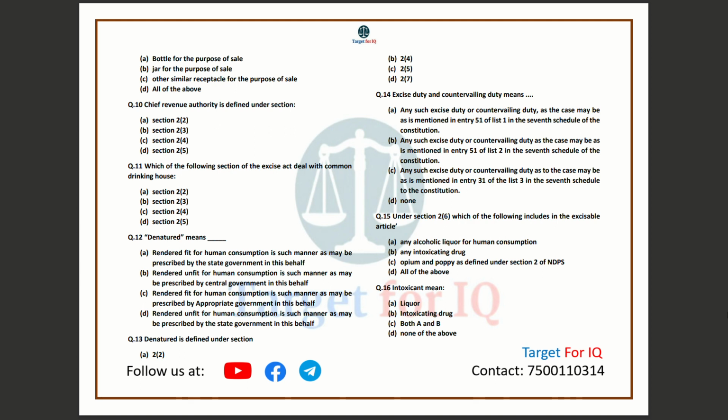Question number 16. Intoxicant means option A, liquor, option B, intoxicating drug, option C, both A and B, and option D is none of the above. So the correct answer to question number 16 is intoxicant means both A and B, both liquor and intoxicating drug.